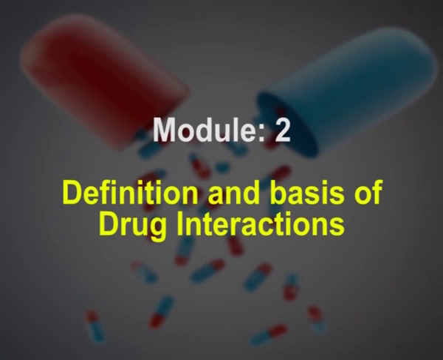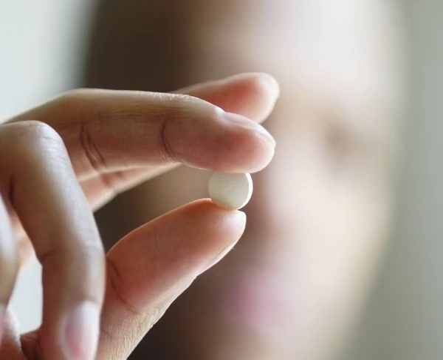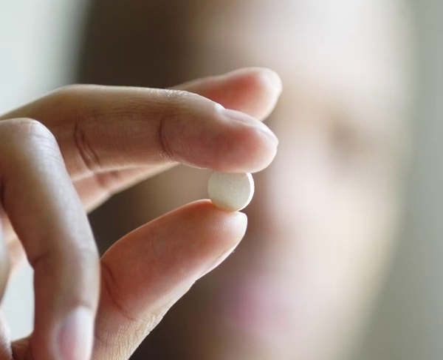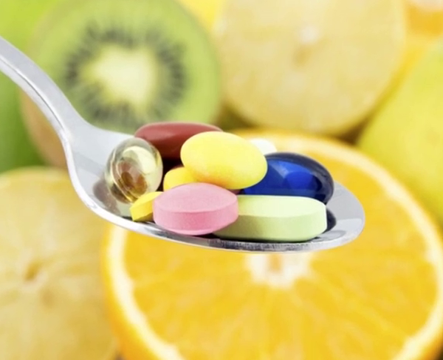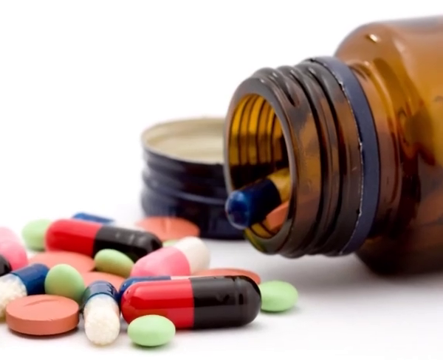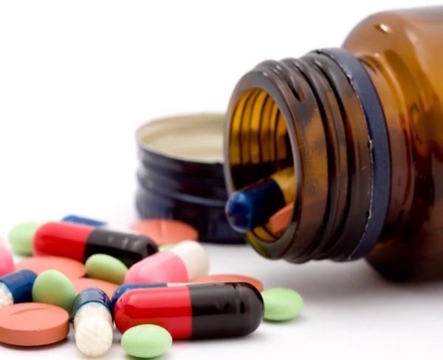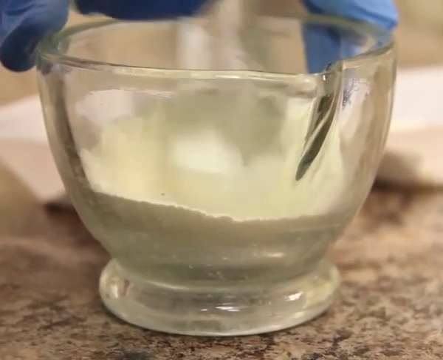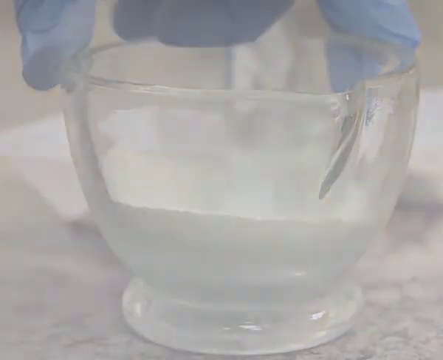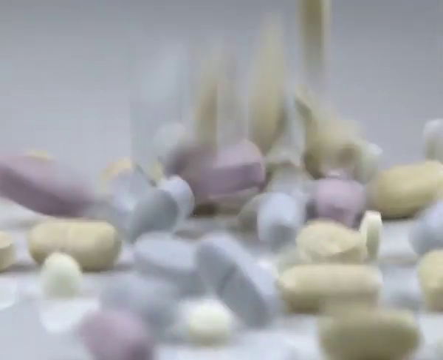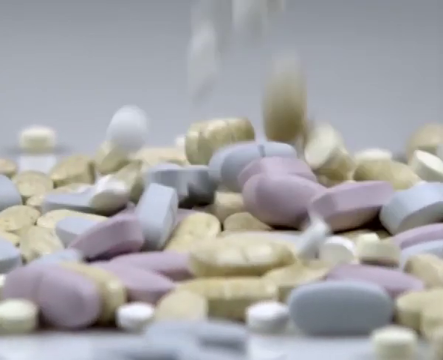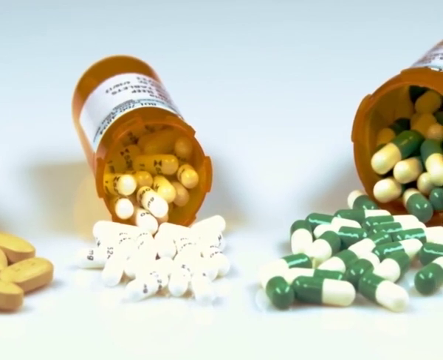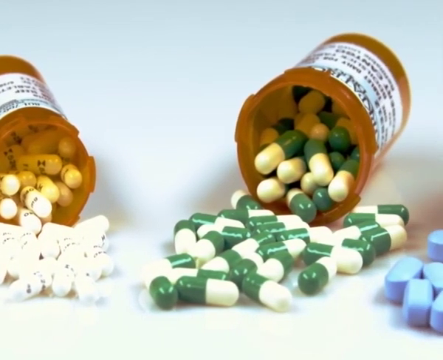Module 2nd, Definition and basis of drug interactions. A drug interaction is an interaction between a drug and some other substance, such as another drug or a certain type of food, which prevents the drug from working correctly. In order to understand food-drug and drug-nutrition interaction, it is important to understand how drugs work in the body. There are 4 stages of drug action for medicines administered orally.